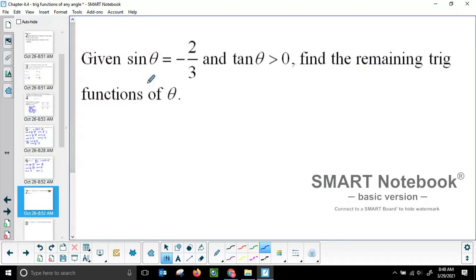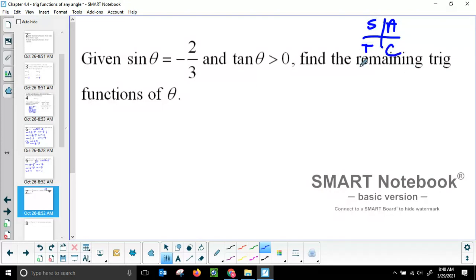So given that the sine of theta is equal to -2/3, and tangent of theta is greater than 0, find the remaining trig functions. Okay, so we need to figure out what quadrant we're in here, because that's going to determine the signs of the trigonometric functions. Okay, so we know that all students take calculus.